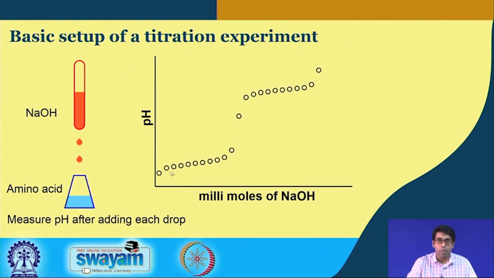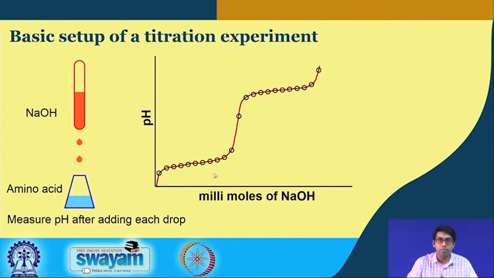Each of these points is a titration point, and what you will see here is that during titration the pH was initially increasing in a linear fashion, and suddenly here the pH jumps. It increases a lot by just the addition of 1 or 2 drops, and then again it stabilizes and increases linearly till we reach the end of the titration. We can join these points and get a nice titration curve like this.